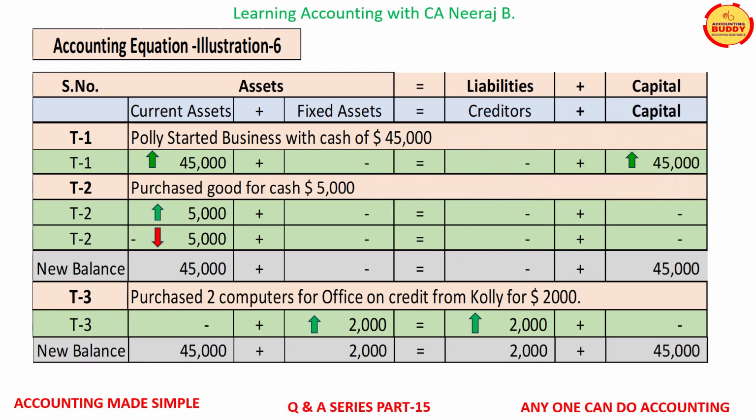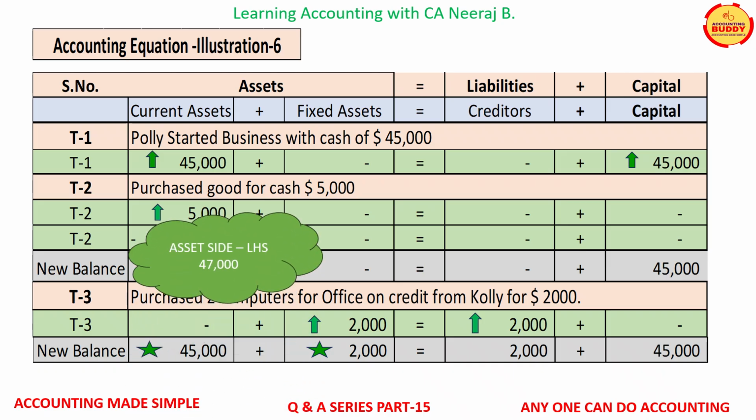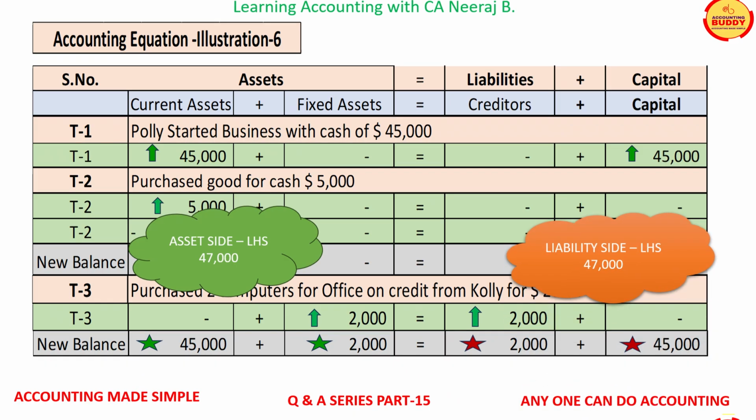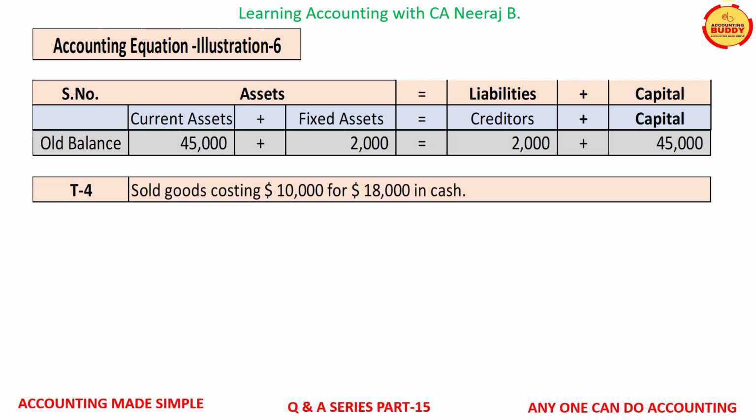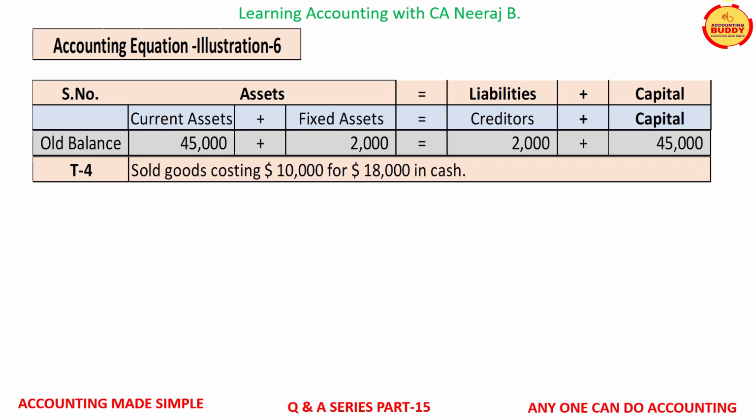Post T3 transaction, the new accounting equation balance will be $45,000 of current assets, $2,000 of fixed assets, totaling to $47,000 of total assets of the business. And on the right hand side, we will have $2,000 of liabilities plus a capital of $45,000. The balance of the old accounting equation carried forward from the previous slide is displayed on your screens. The transaction T4 is also displayed on your screens.